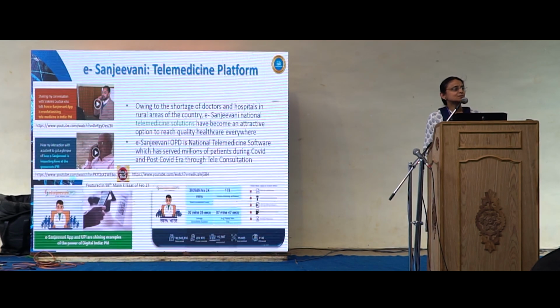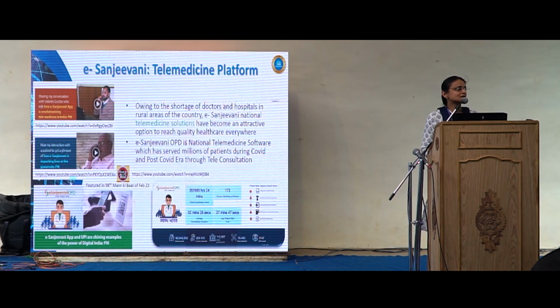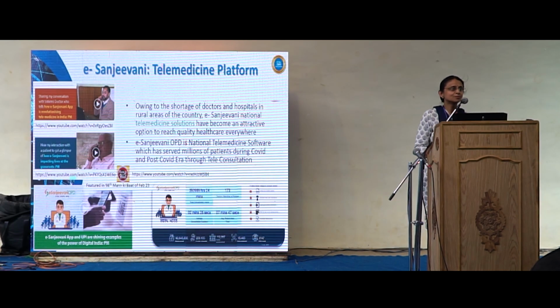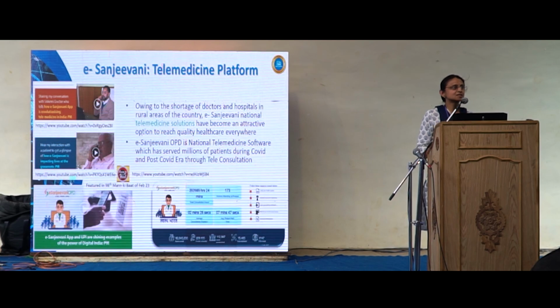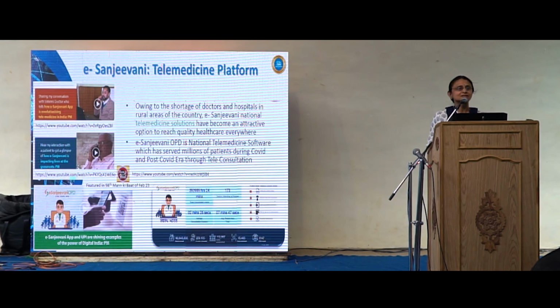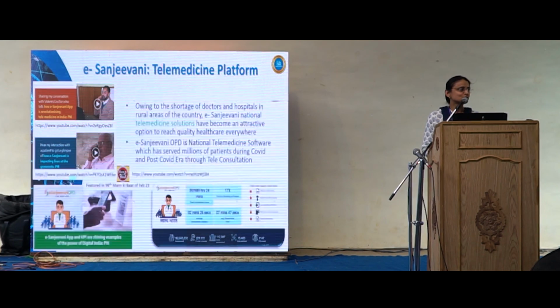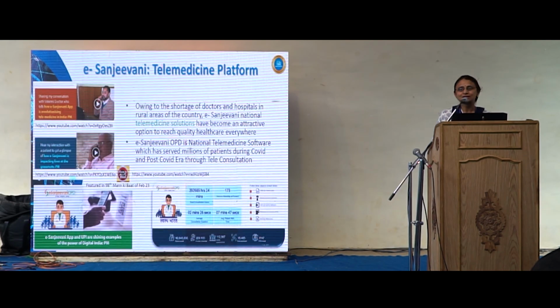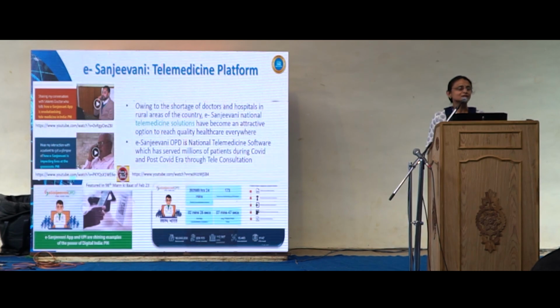Then there is the telemedicine platform, the e-Sanjeevani platform, which was recently mentioned in the Man Ki Baat program by the Prime Minister, and it was also demonstrated how this platform is being used both by doctors as well as the patients. An interview of a doctor of the Northeast was given during the last Man Ki Baat, so you can refer to the website which is given here.